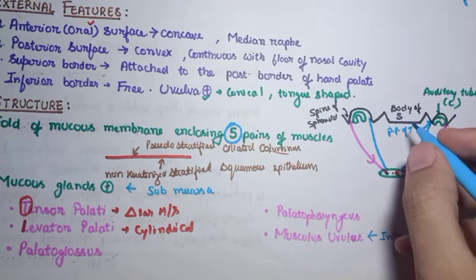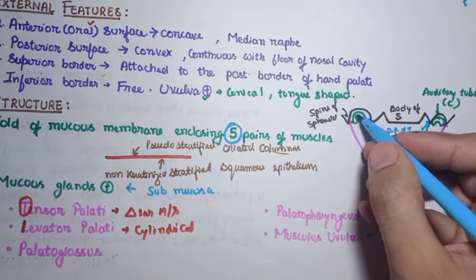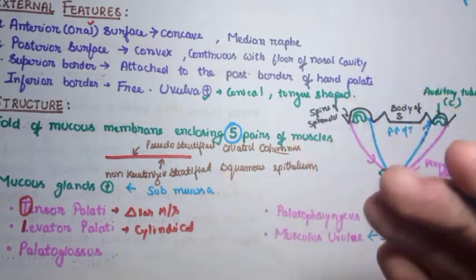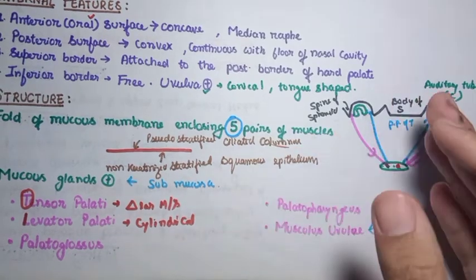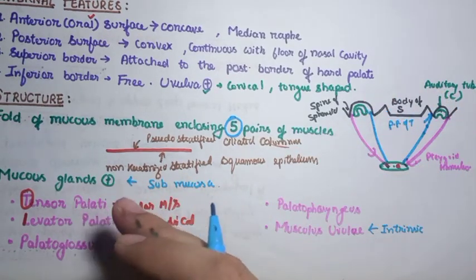As you can see, both the palati muscles are originating from some part of the auditory tube that we are discussing in a separate video. So these are the 2 pairs of muscle, levator palati and tensor palati.